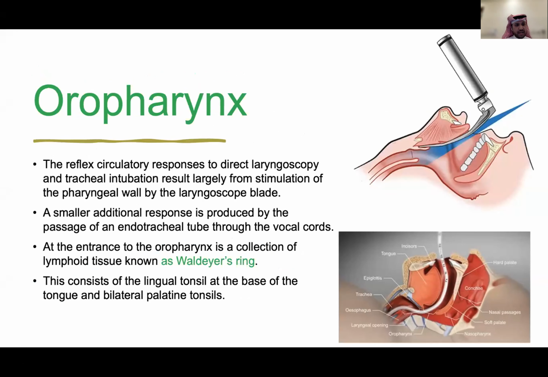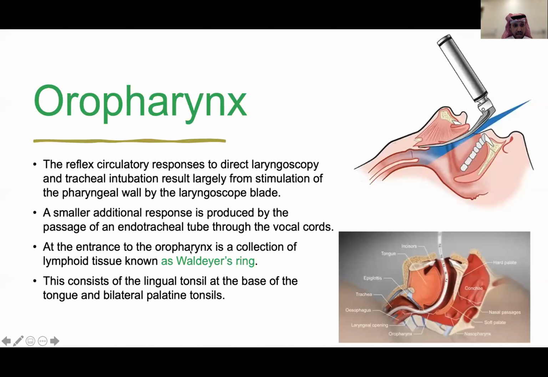The circulatory response to direct laryngoscopy and tracheal intubation results largely from stimulation of the pharyngeal wall by the laryngoscope blade. As we mentioned, a small additional response is produced by the passage of the endotracheal tube through the vocal cords.